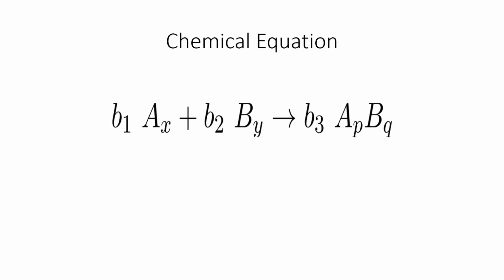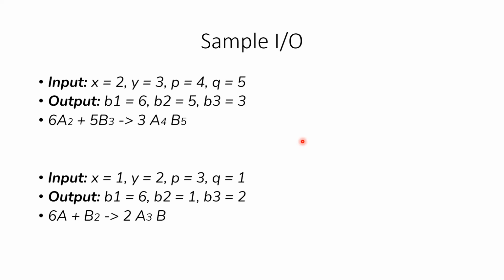This is the problem statement. X, Y, P, Q given in these equations are already given by the user. We need to find B1, B2 and B3 such that the equation is balanced and it should be in the reduced form. Let us look at some input output.